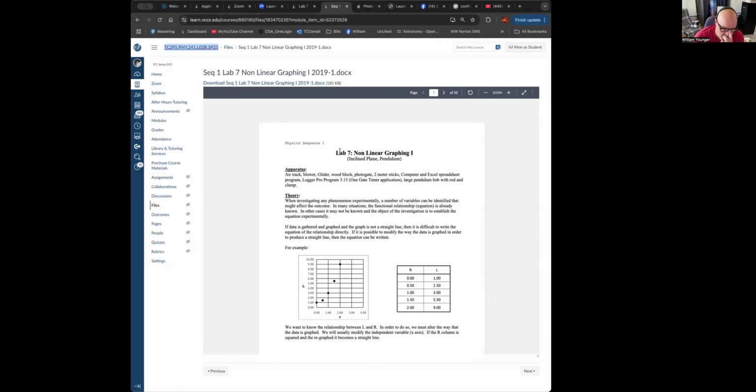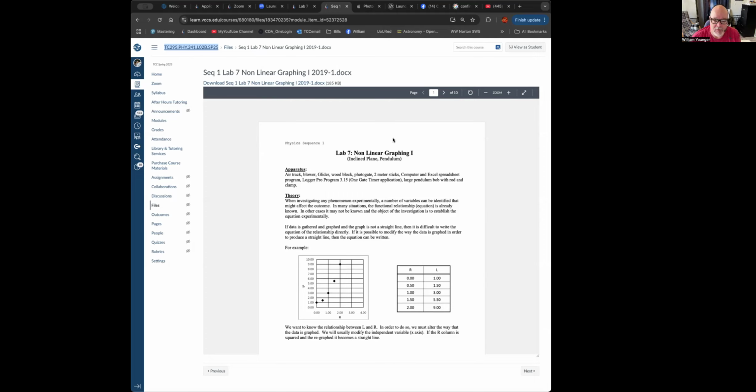So the lab we're doing, like I said, is nonlinear graphing one. For you guys, you're doing it online, so we actually have an addendum, and I think I can still find a link to the video of the data that we're using being taken. But either way, the main thing is you need to be able to access this Word document.